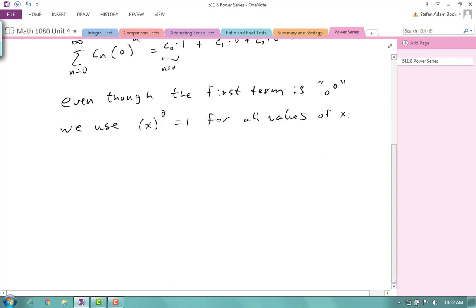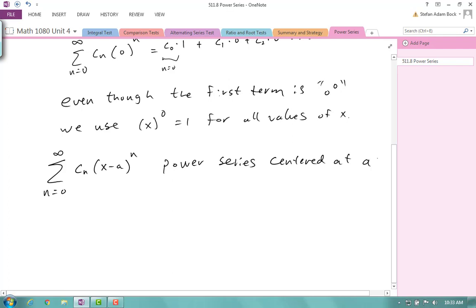So I can generalize the power series just one little step more. If I have the sum from n equals 0 to infinity of whatever coefficient times x minus a to the power of n, then this is a power series centered at a. The first power series I wrote up above would technically be centered at 0, and this one is basically just a horizontal shift of the one I wrote before.